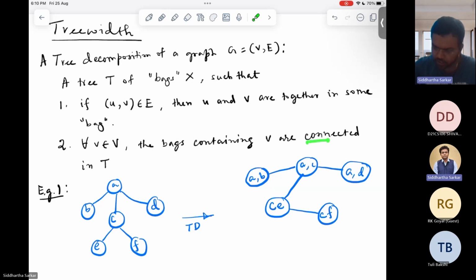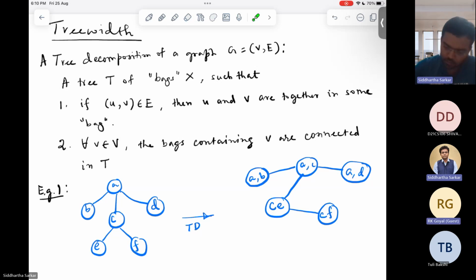So the idea of connected is now clear, I believe. Connected doesn't mean that the bags have a direct edge, just that there is a path between the bags, and on that path, all the bags contain that vertex. Yes, and the decomposition is not unique.